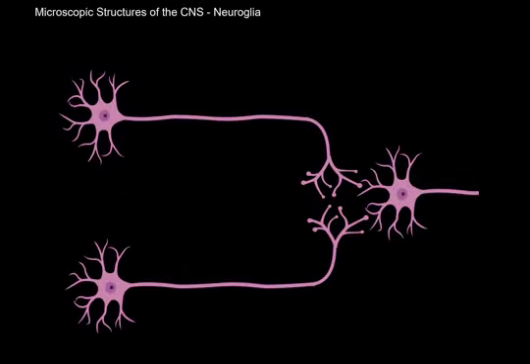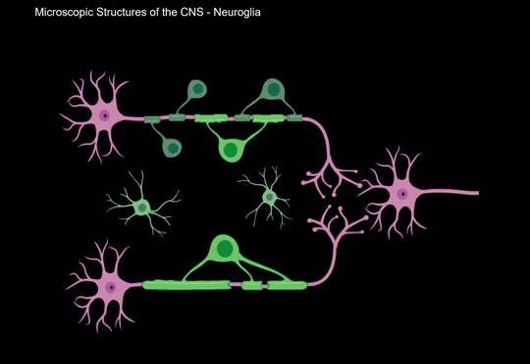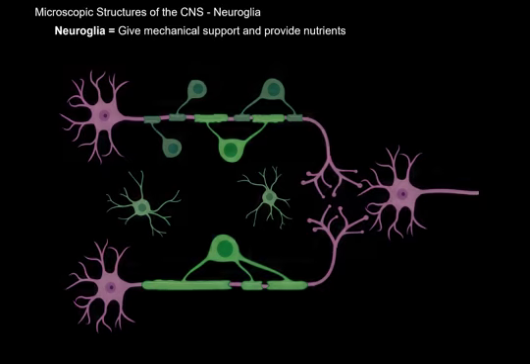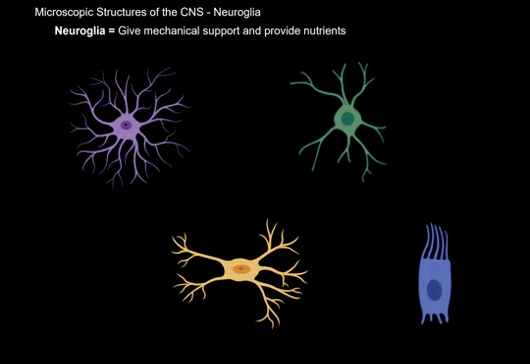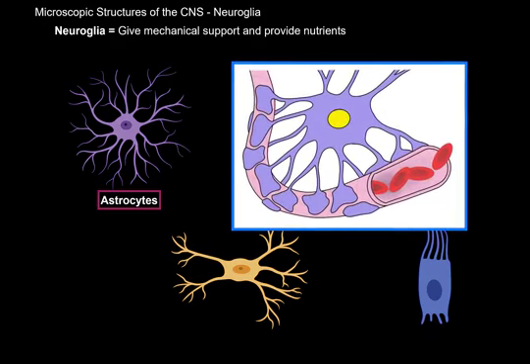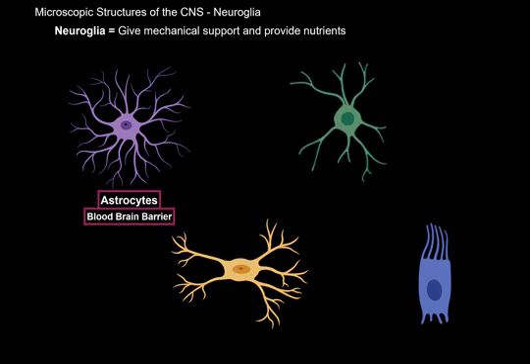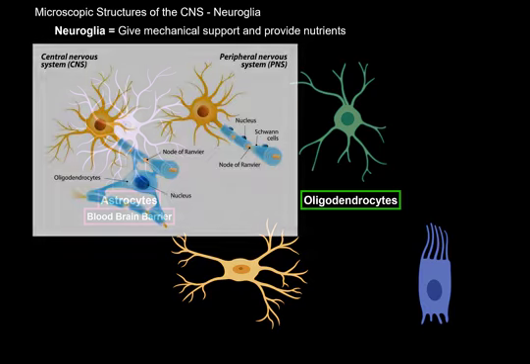Okay, so we now understand what a neuron is, but you also need to visualize the fact that they're not alone in the central nervous system. There are many different types of cells we call neuroglia that give mechanical support and give nutrition and protection to the nerve cells, as you see here. And so we got many different types of neuroglia in the central nervous system. We got astrocytes, which are the largest neuroglia. These astrocytes have long projections that wrap around the blood vessels within the central nervous system, and they form the so-called blood-brain barrier. Then we have oligodendrocytes, which are responsible for myelination of the nerves in the central nervous system.